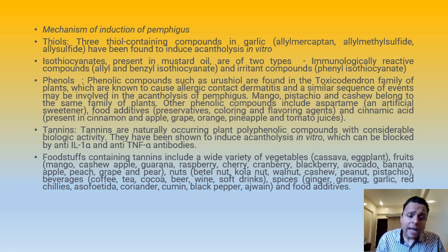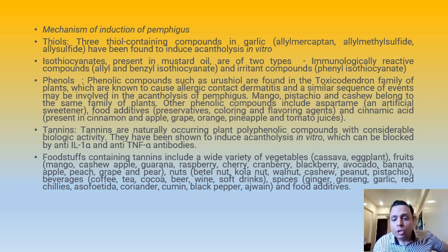Then isothiocyanate is present in mustard oil. They are of two types. They can cause immunological injury, like allyl and benzyl isothiocyanate, or they can be irritants, causing irritation because of direct destruction. That is called phenyl isothiocyanate. These irritant compounds can cause this type of pemphigus.